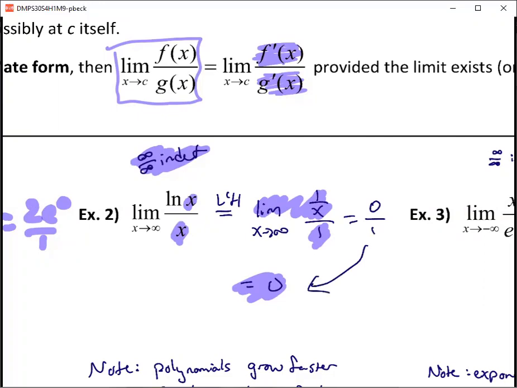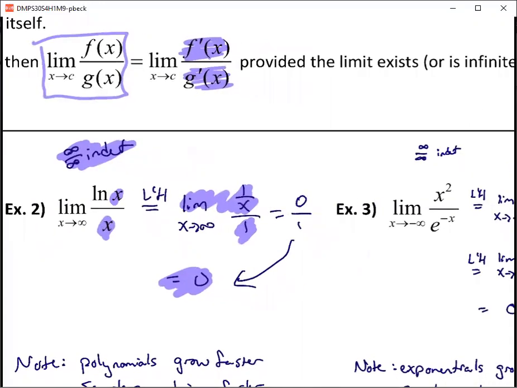Now, we could simplify this approach as x approaches infinity by saying which one grows faster. If we start lumping the categories of which function grows faster, it might make a little bit more sense to our problems. So linear functions tend to grow faster than natural log functions.